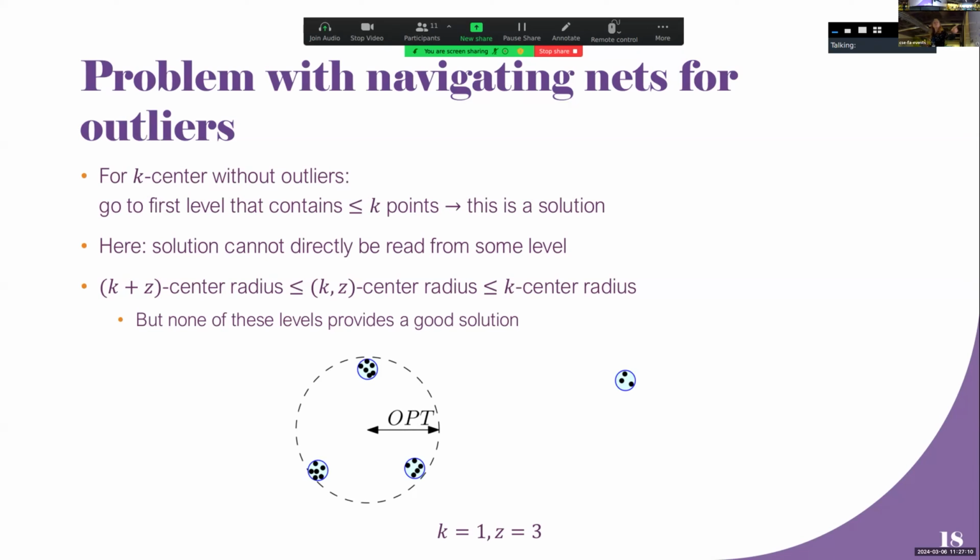So the level that contains at most K centers doesn't give us a good approximation. And on the other hand, we can also lower bound our radius by the K+C center radius. And again, here we would then pick all of the 4 balls as their own clusters, because we now have 4 centers. But this again is very far away from the optimum and also not a feasible solution in our case. So none of these levels really gives us a good approximation to what we want to achieve.